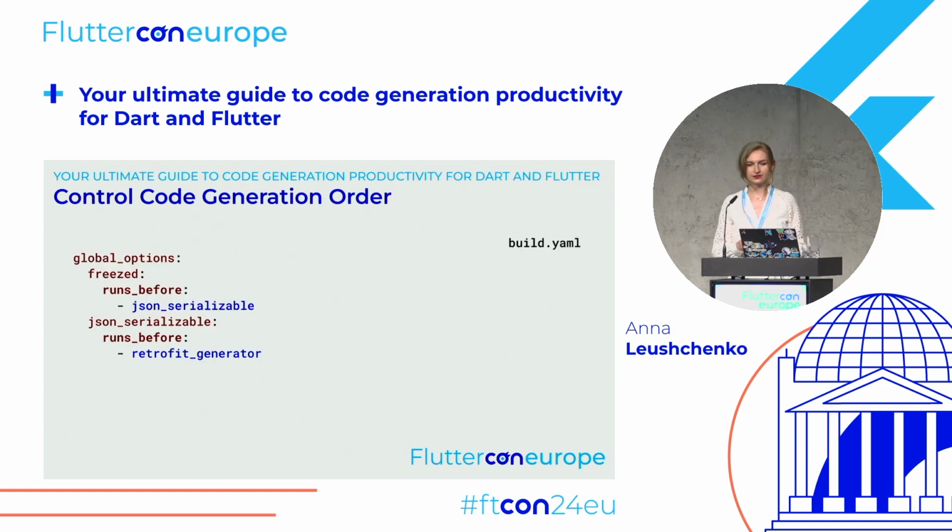Once again, generator sequence can be controlled in the build YAML file. In this case, the freezed generator is executed first, then JSON serializable is executed, and then the retrofit generator runs last.